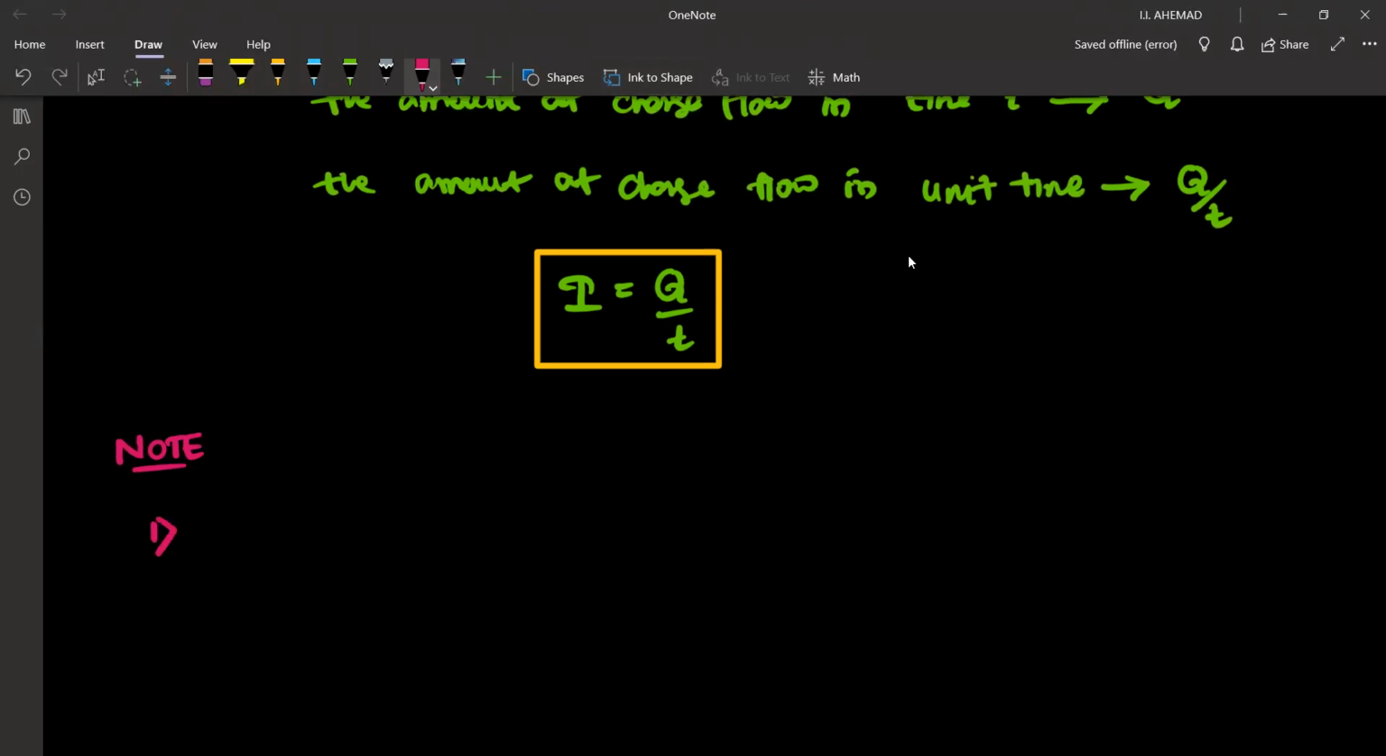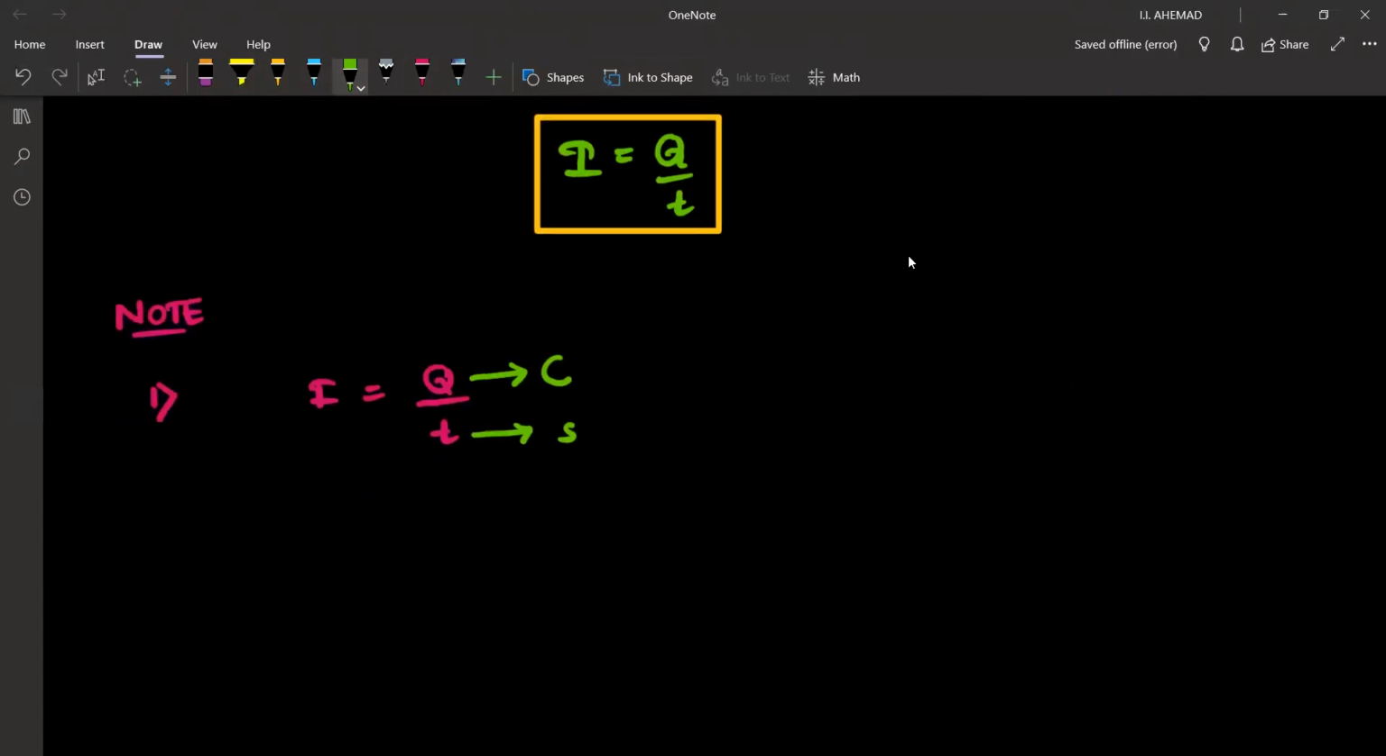Note number 1: I is equal to Q over t. Q is measured in coulombs, t is measured in seconds. Therefore, current is coulomb per second. But the SI unit is amperes. Ampere is the SI unit.